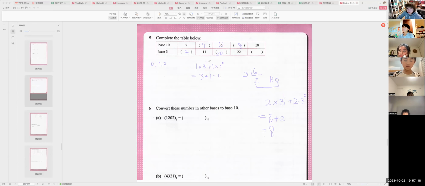Okay, so next one. Base 10, how to convert it to base 3? So 10 divided by 3 equals 3, remainder 1, and 3 divided by 3 equals 1, and remainder 0. So the answer is 101.